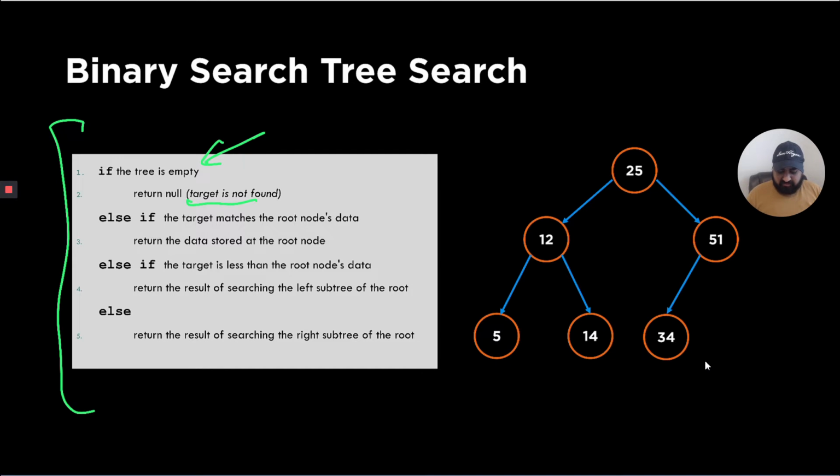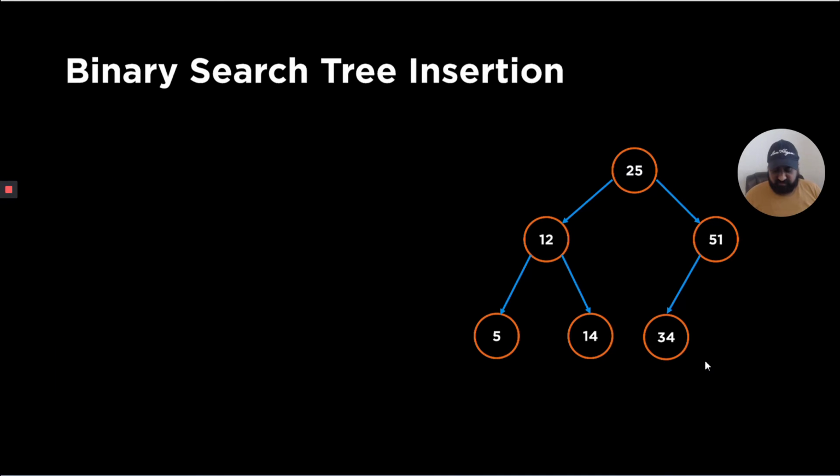If the target matches, then you return the data stored, or you return true, because that's what we are trying to find. Otherwise, you see whether the target, or the key that we are trying to find, is less than the node's data, then you would go towards the left subtree. Otherwise, you will go towards the right subtree.